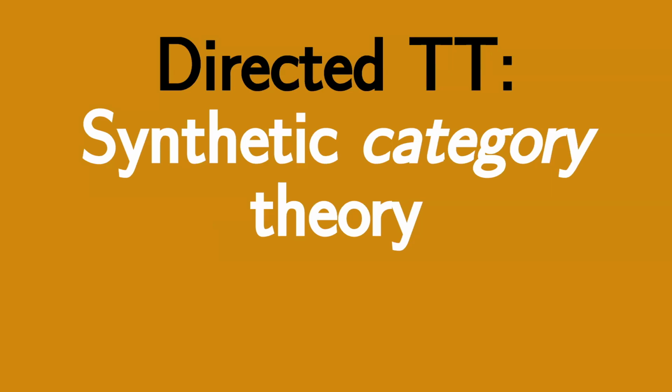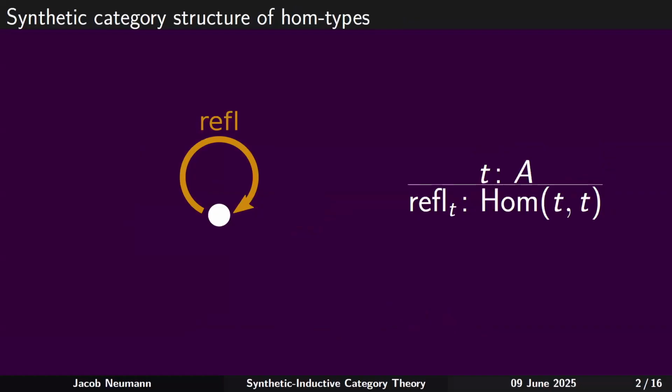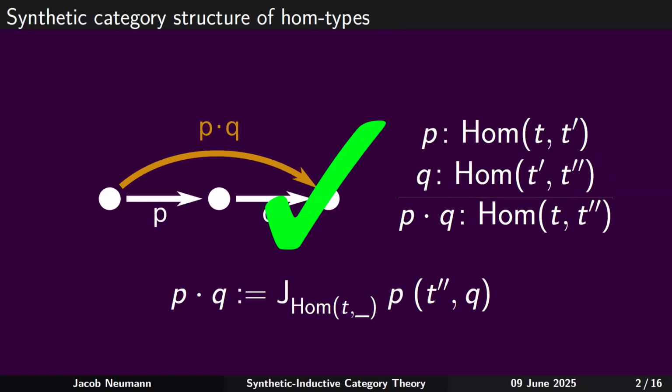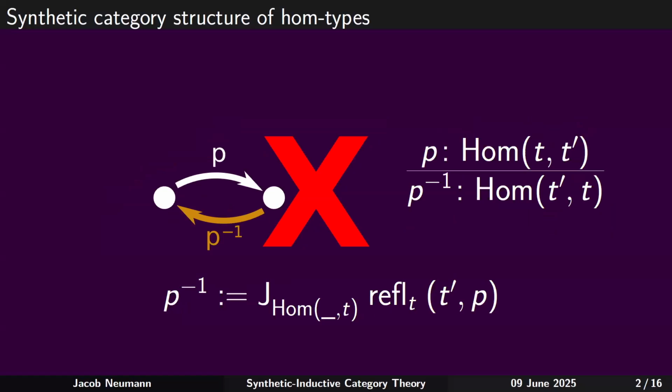How can we come up with types that have these kind of Hom types on them where we still have the identity morphisms? Yay, we like identity morphisms. And we still have composition of morphisms. That's good, but no inverses. We don't want our types to be groupoids necessarily. We want them to be categories. So we don't want to be able to do this inverse operation on morphisms.